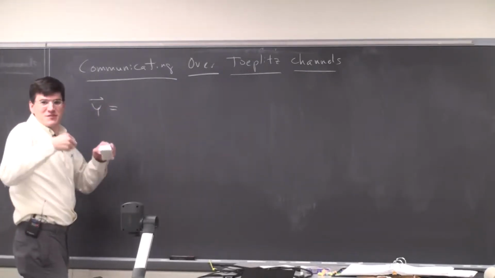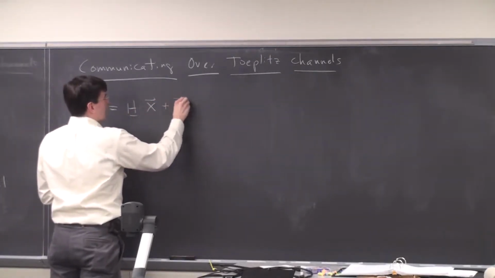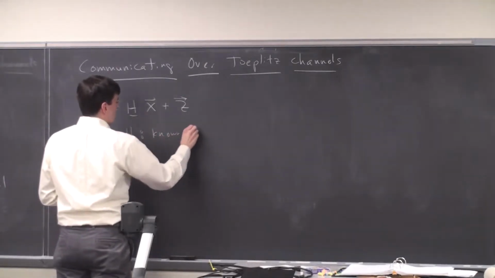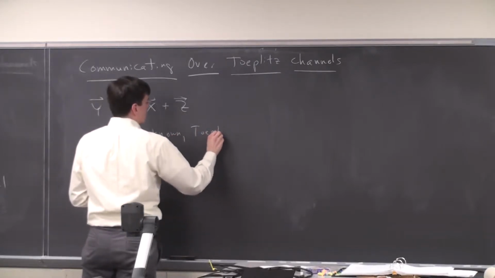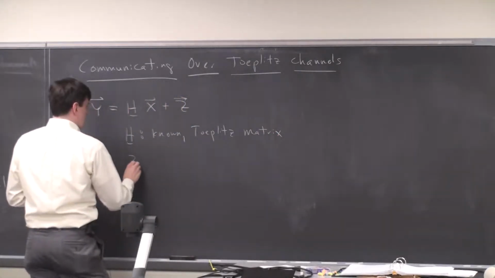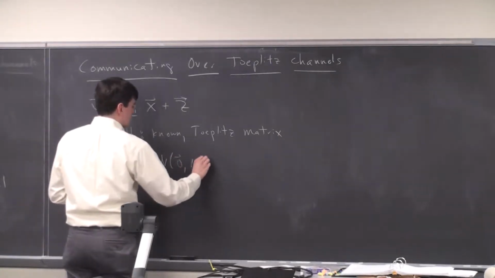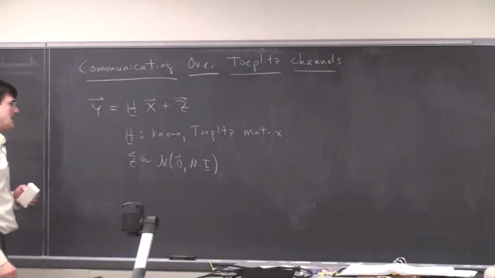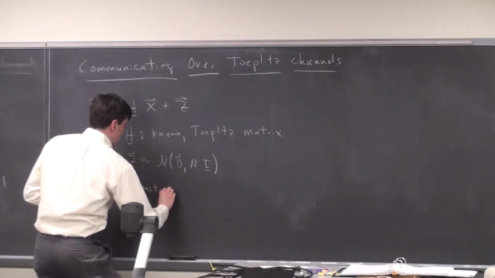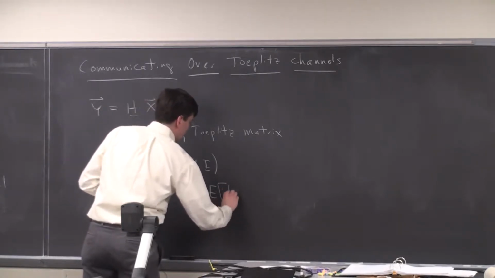Okay, so we keep adding little bits of complexity to the channel. So here's one step more complicated. H is now a known Toeplitz matrix. Z is IID Gaussian, zero mean, variance N. Power constraint. The usual thing.